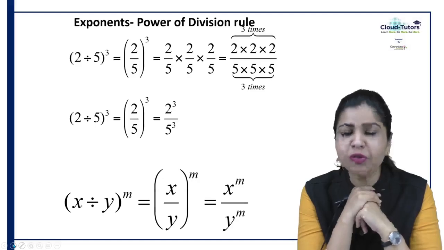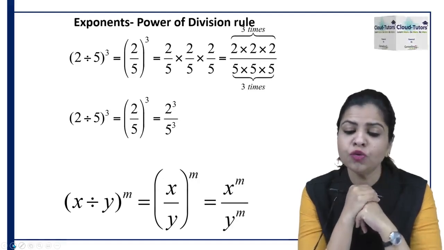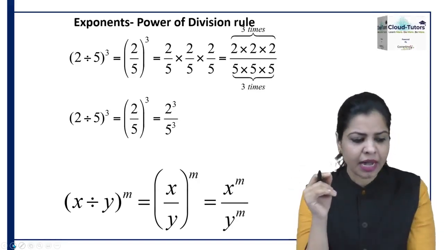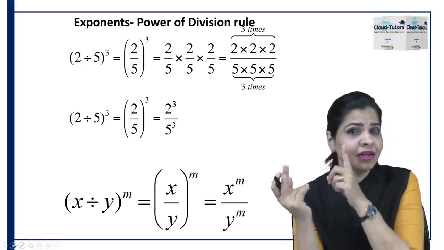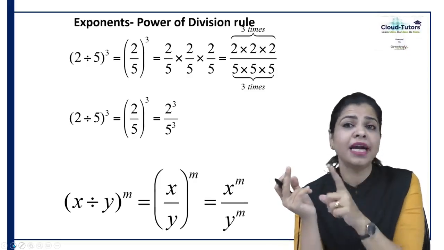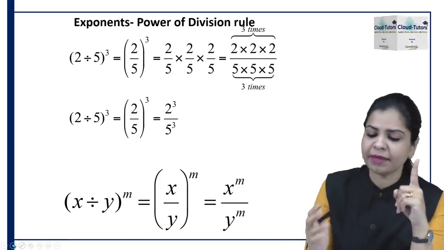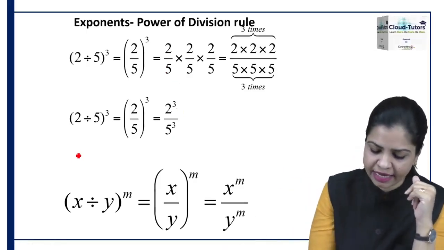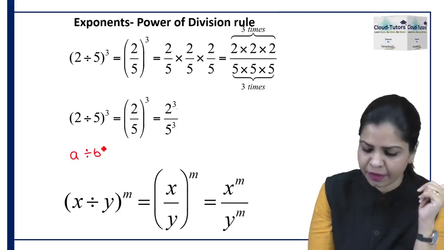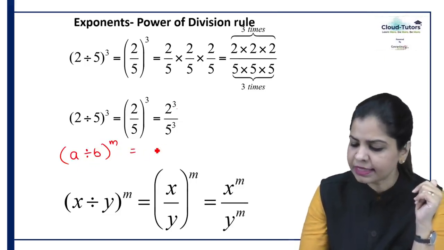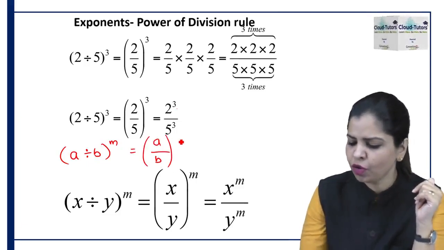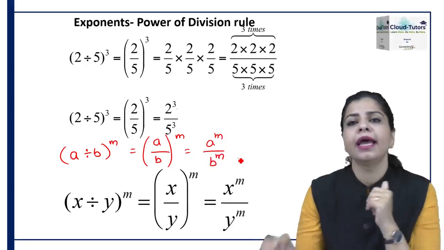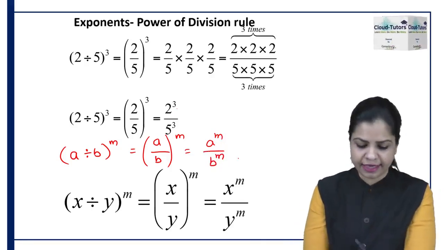Okay, now moving on to this one. So it is 2 divided by 5. Again, the bases are different but the power is the same. On the same lines, this would be 2 power 3 by 5 power 3. Again, I can write this as a divided by b whole power m, which is equal to a power m by b power m. Clear? All right.